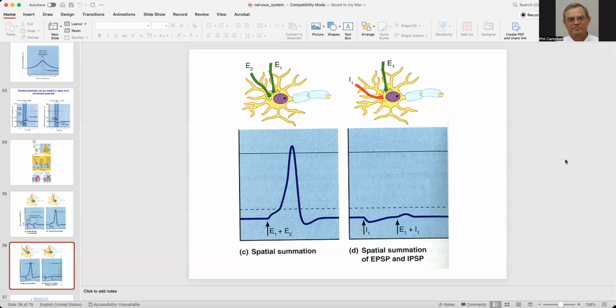So we can have spatial summation. In this case, we have two excitatory, and you can make this what you want. E1 and E2 can be the same axon beginning. Maybe they're two different ones that are firing at the same time. So that's spatial summation. What happens if I have two different ones? This one is excitatory. This one is inhibitory. This results in a depolarizing signal. This also results in a hyperpolarizing signal.